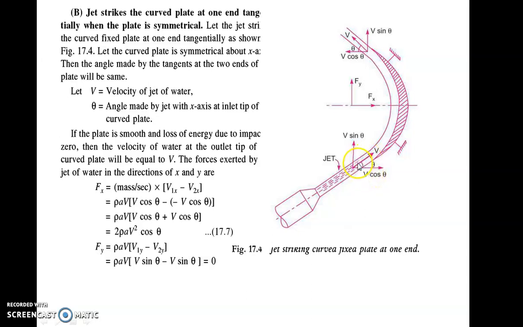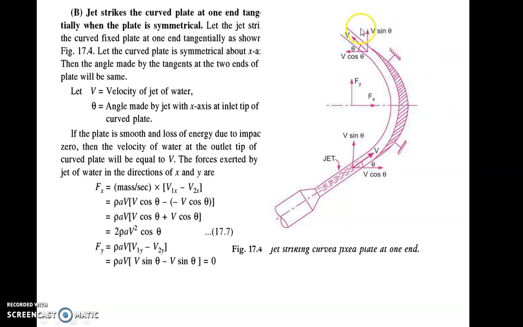Again, this is velocity V, but it is now in tangential direction and we want in x direction for calculating Fx. So in Fx, initial velocity will be now V cos theta and final velocity will be minus V cos theta. So it will be V cos theta minus of minus V cos theta. So it will be 2 times V cos theta now in this case. Fx is equal to rho a V, that is mass flow rate, into V cos theta minus of minus V cos theta. It is rho a V into 2 times V cos theta. So Fx is given by 2 rho a V square cos theta for jet striking tangentially.